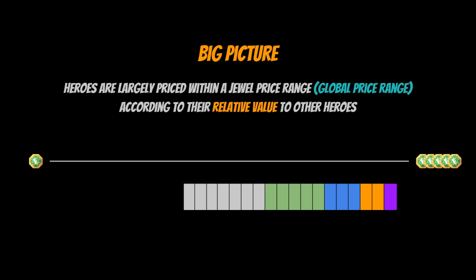The price of these heroes move relative to each other, and they also move together as a whole in terms of the global price range. So right now, your hero might be cheaper or more expensive in terms of jewel than, let's say, a few months ago, and that will be largely dependent on how the global price range moves based on what's happening in the macro environment right now.